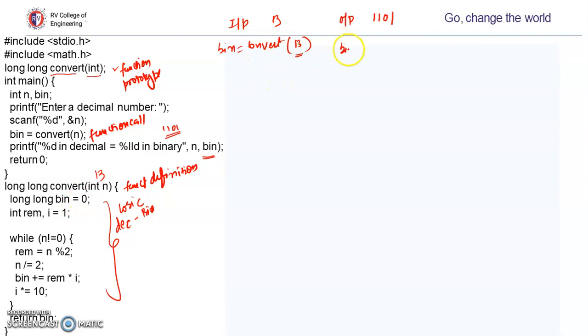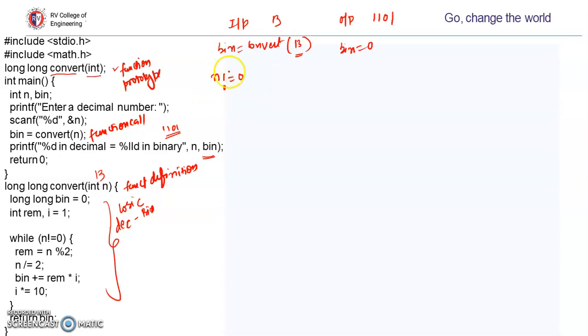So bin is equal to 0 we have assigned, and then we have taken the variable remainder, and i is equal to 1. Remainder, because we need to calculate the remainder, and i is the loop variable we have taken. Then we are checking the condition n is not equal to 0. Until this is not equal to 0, we will be doing this calculation.